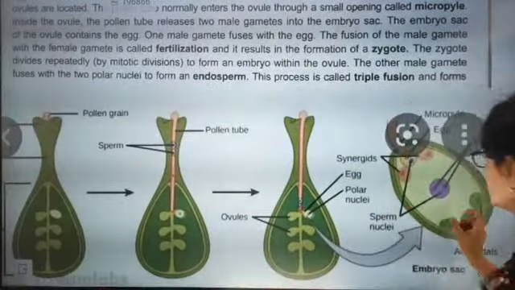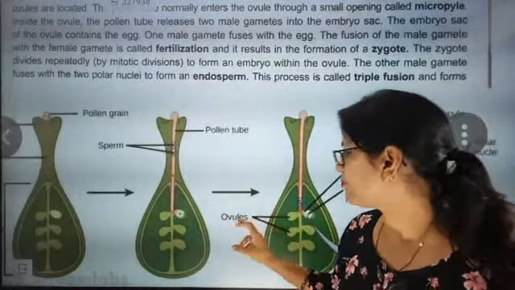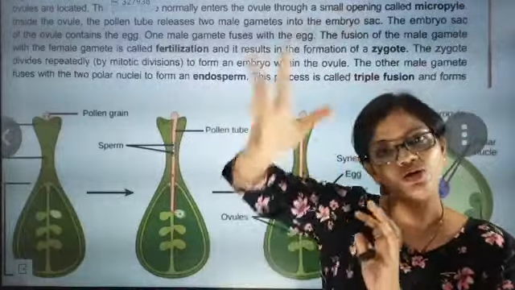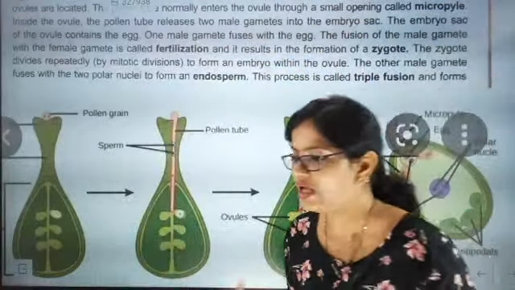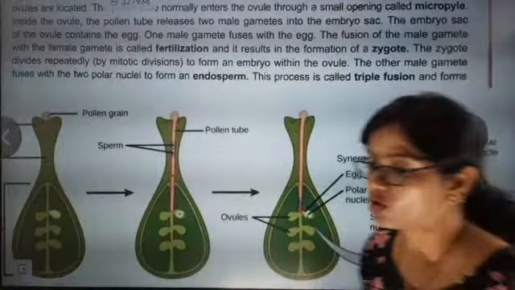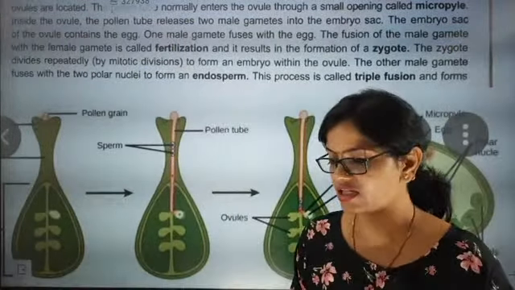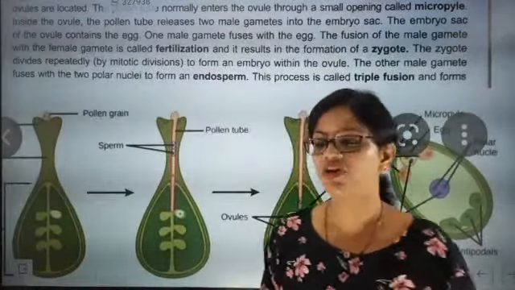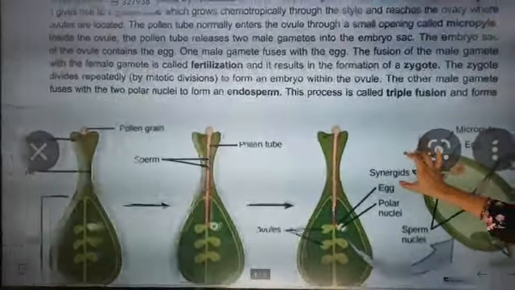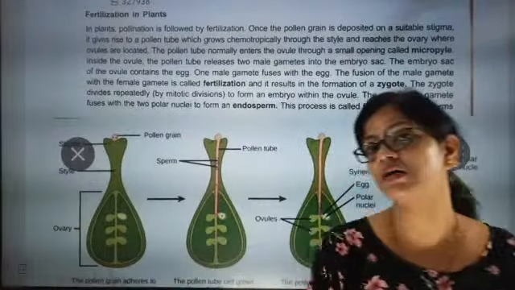Now the ovule with one of the male gametes will make the hard coat seed part, but the endosperm will be formed by the polar nuclei, and this complete process is called double fertilization. Anything understood till here? Come on, quickly tell me. This is a very important part, and from here questions come in CBSE.